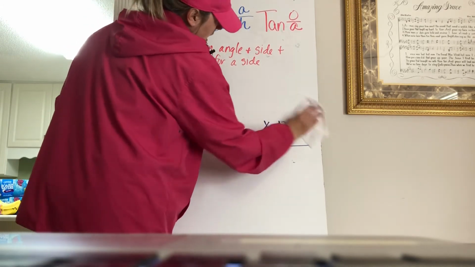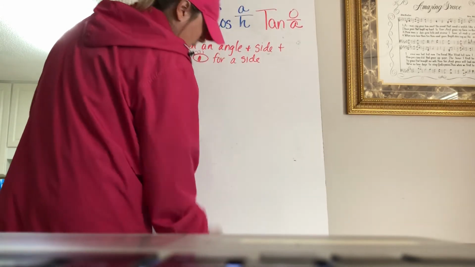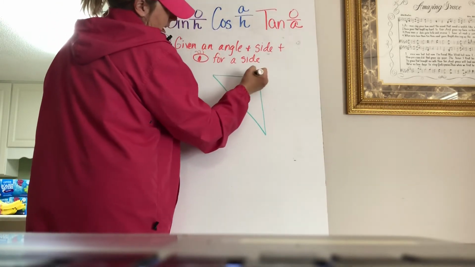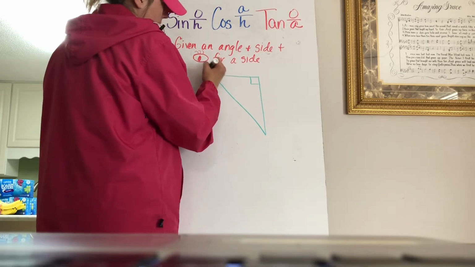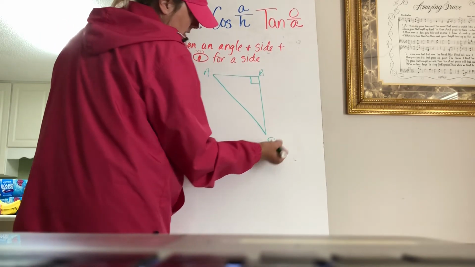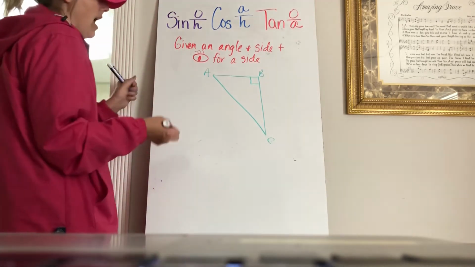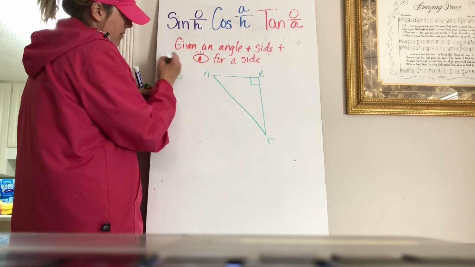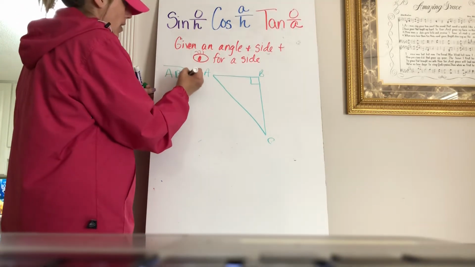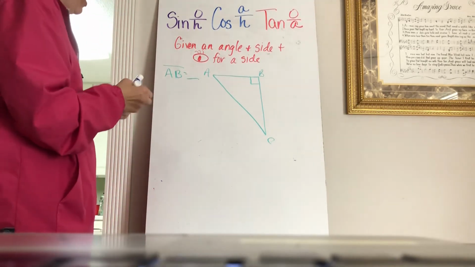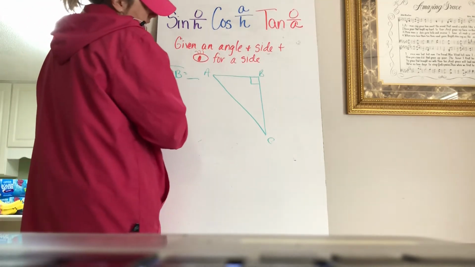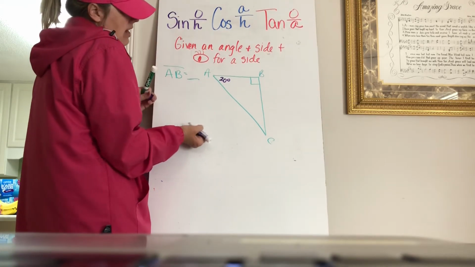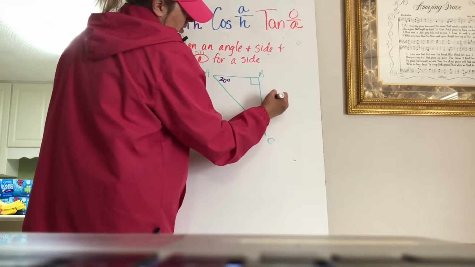Okay, and this time, I'm going to draw it a little upside down. Right here. And we're going to label this A, B, and C, just so we can talk. I want to look for side AB. Okay, that's what I want to know. What is side AB? I'm going to give you that this is 20 degrees. And I'm going to give you that this is 13.